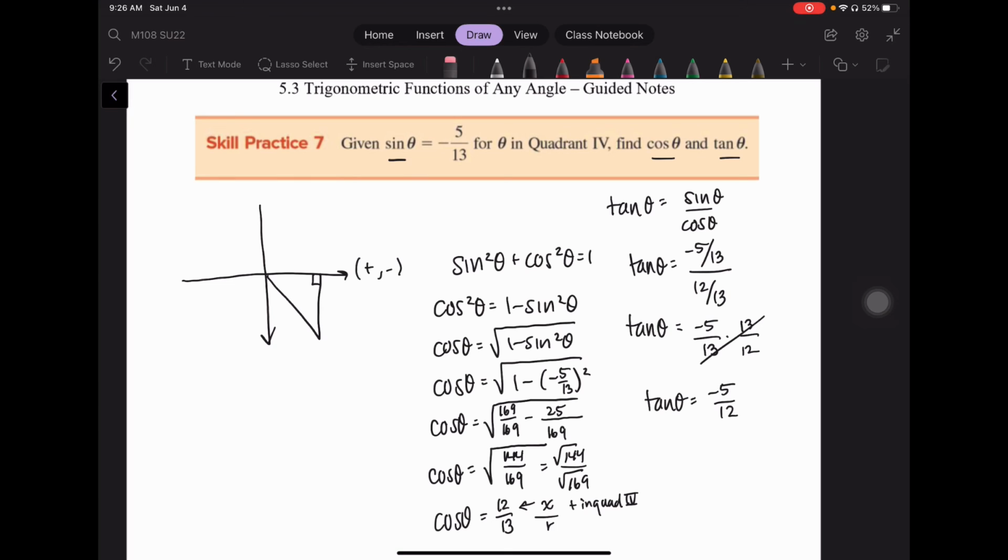Without using identities, you could have labeled your triangle, found your missing side, which is actually a Pythagorean triple value of 12, and then calculated cosine of theta to be 12/13 and tangent to be negative 5/12.